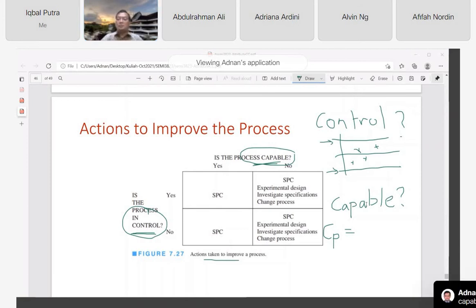Okay, you can respond to the chat box. What is CP? Please respond to the chat box. What is CP? Okay, very good, Alvin An. Tolerance divided by process variation. Okay, what is tolerance? What is process variation?